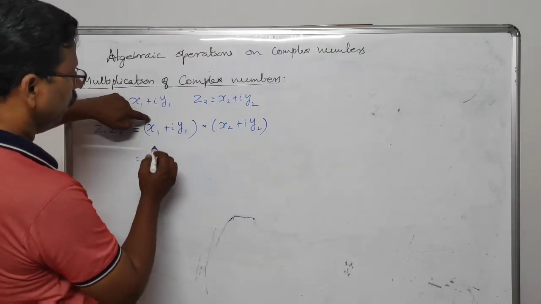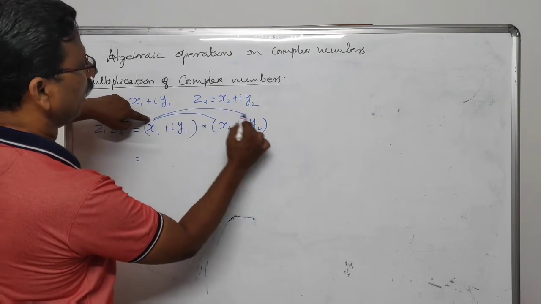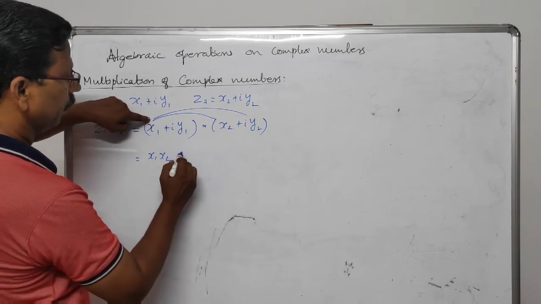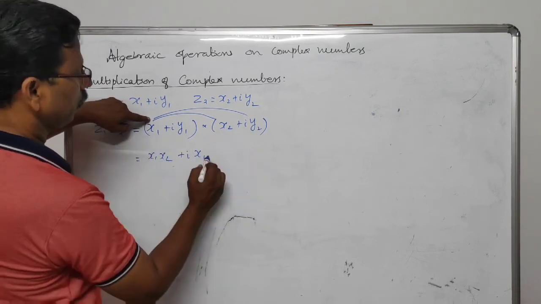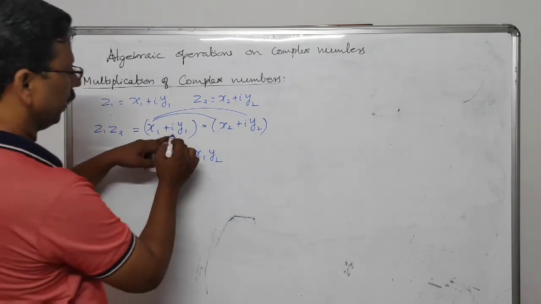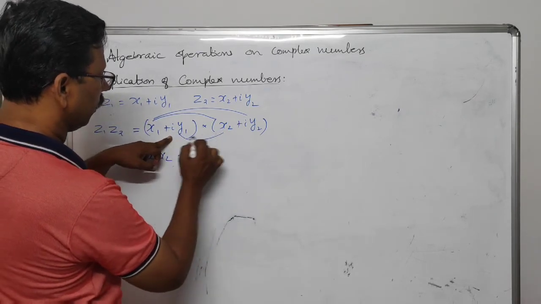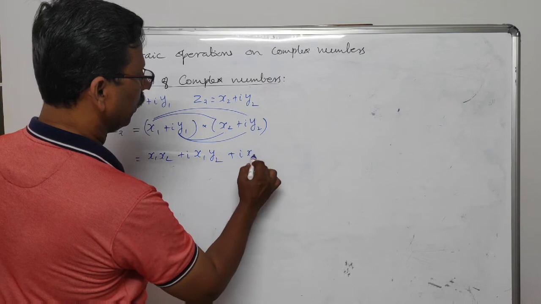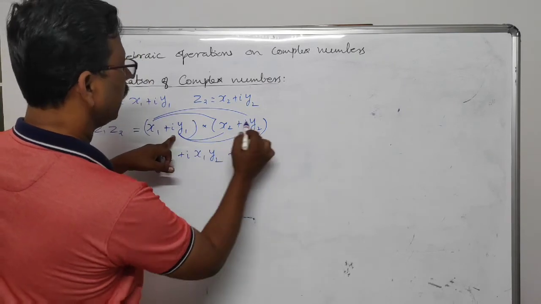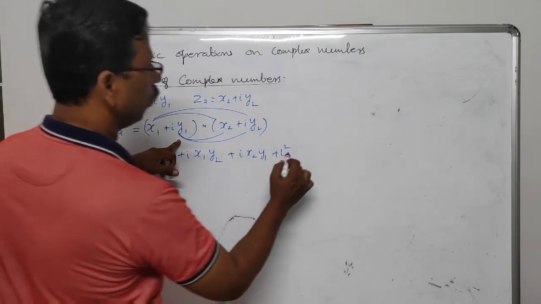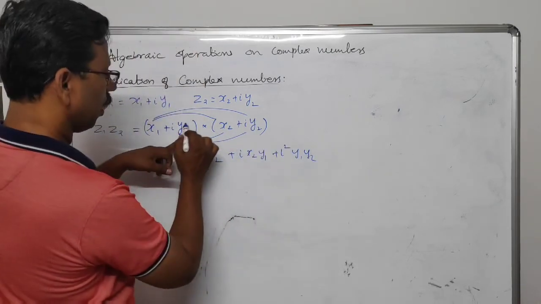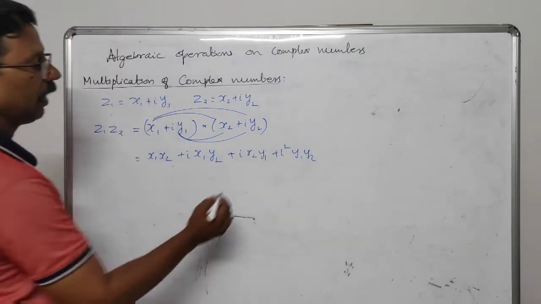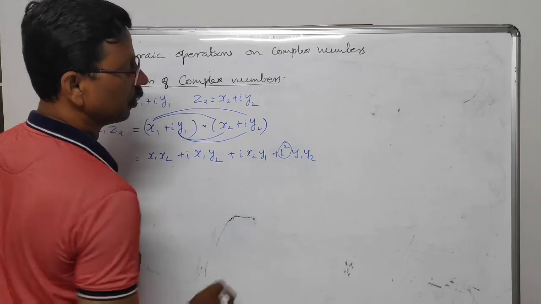First you take x1 and multiply with x2 and iy2. That is x1 into x2, plus i into x1 into y2. After that, you come here, consider iy1, multiply with these two things, that is plus i y1 into x2, you can write x2 into y1, then i into i square, y1 into y2. Now whenever you have i square, that can be replaced by minus 1.